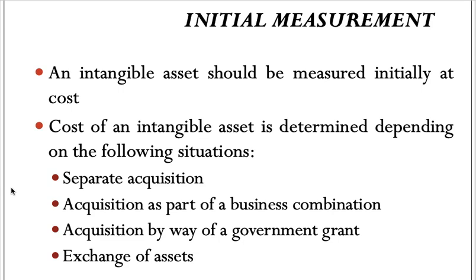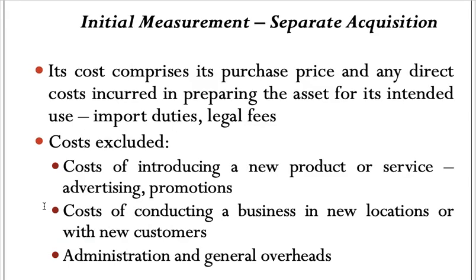Okay, so what is the measurement of the IA? The first time you acquire, it should be at cost, at initial cost, similar to your PPE. Now, when you determine the cost of the IA, it depends whether the IA is created from a separate acquisition, that means you acquire the asset, acquisition as part of a business combination, acquisition by way of government grant, and exchange of asset. So if it is a separate acquisition, that means you externally acquire the IA.